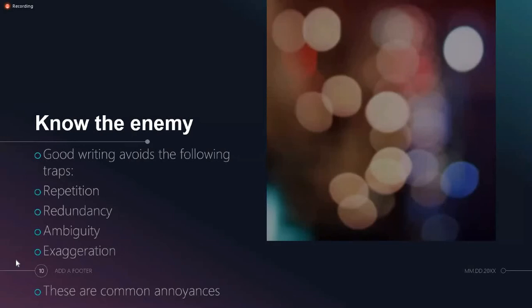Repetition is when you are using similar words, the same words, and the same sentences now and then in your synopsis. So it doesn't look good. It seems that your writing is redundant, repetitive, and ambiguous. So I'll show you some examples regarding ambiguity.